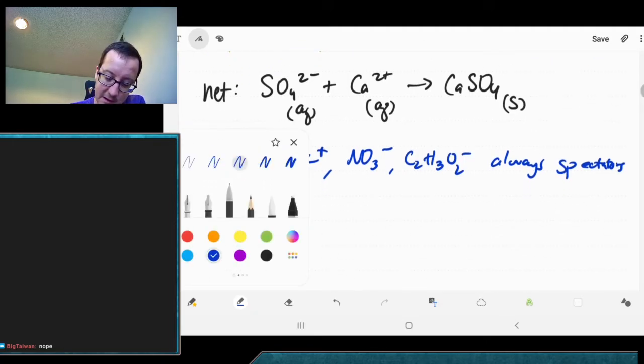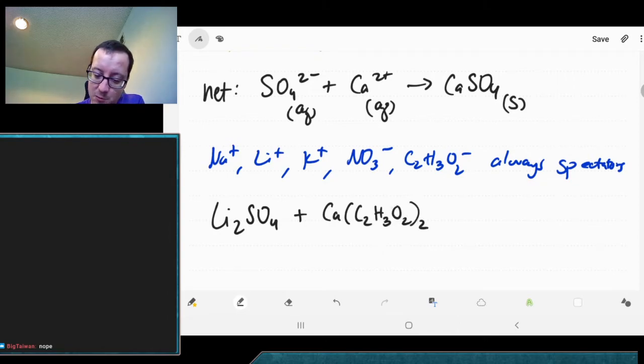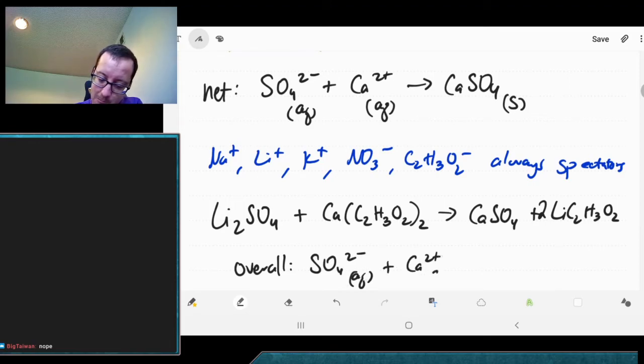We could say instead, now let's put lithium sulfate plus calcium acetate. And guess what? We're going to get the same product. This time we'll have lithium acetate as the other product, but again, that's soluble compounds, so it's going to be spectators anyway. We're going to see that overall, our net reaction is exactly the same as it was before. So your spectators can change. Doesn't matter. But this reaction is the same.